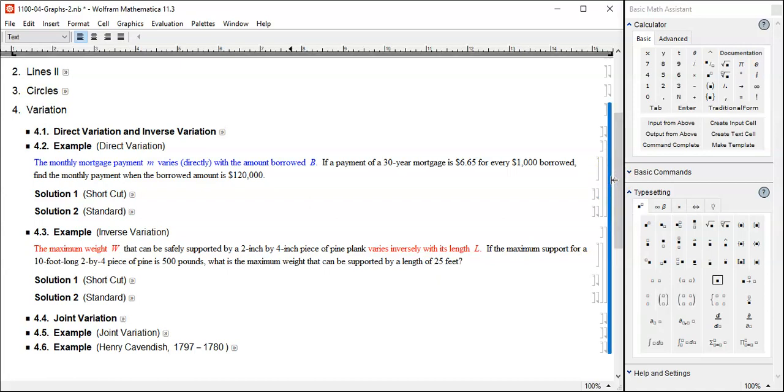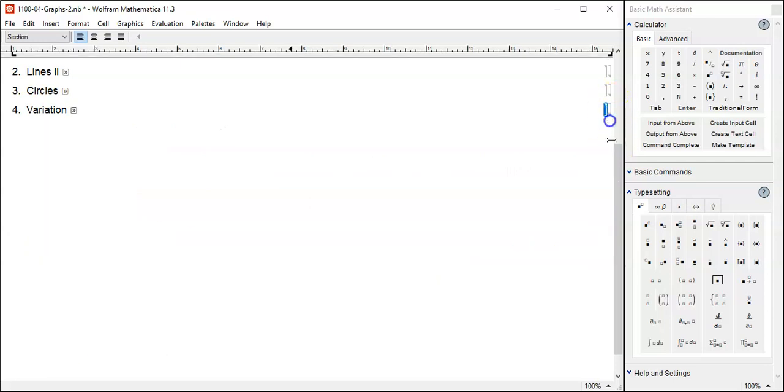Now, those are for shortcut methods, a good way to understand the variation concept intuitively, but it's not really standard and it's not going to be that useful for much harder problems. We're going to discuss the standard method in a separate video because it's going to be a long story on its own.